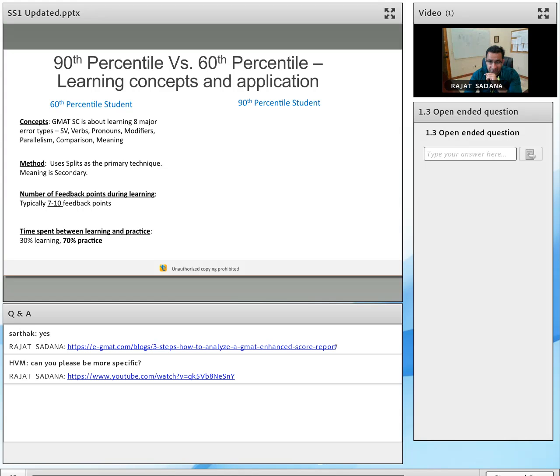Those of you who are stuck at that 60th percentile on the left, does that seem very similar? Does it seem a fair summary of how you approach GMAT's sentence correction?